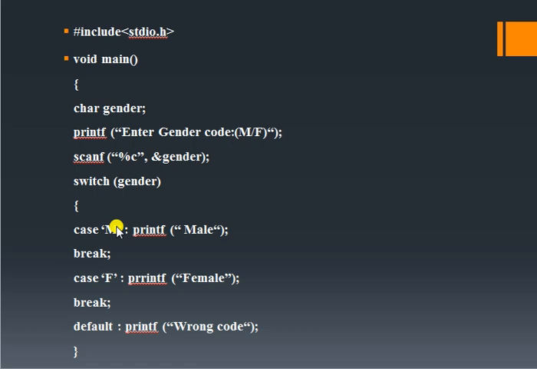So case 'M'. Then what do we have to print? printf male. When we input M, we have to print male. You see the difference: case value given, then the statements. Here we are not including curly braces. That is the difference between switch and if. So case value, then colon, then the corresponding statement block. A statement block means a list of statements. Here printf male is the statement, and we have to include the break statement.